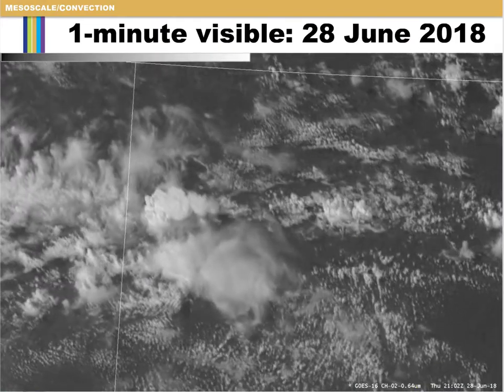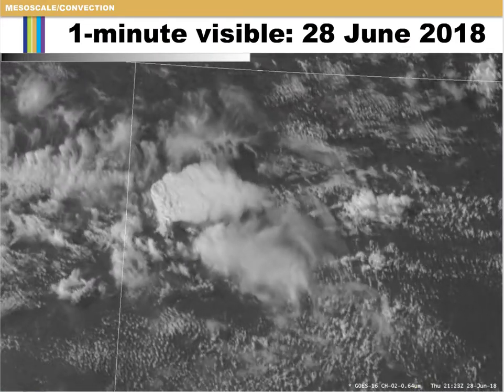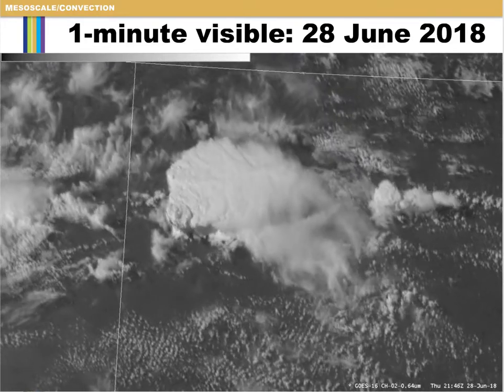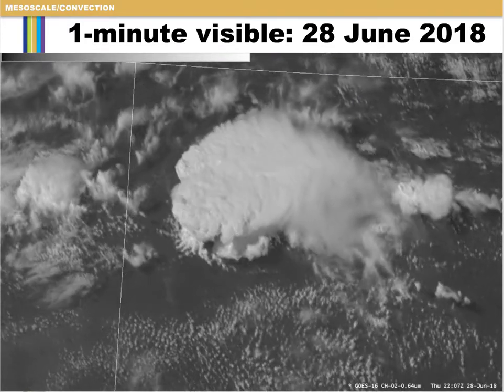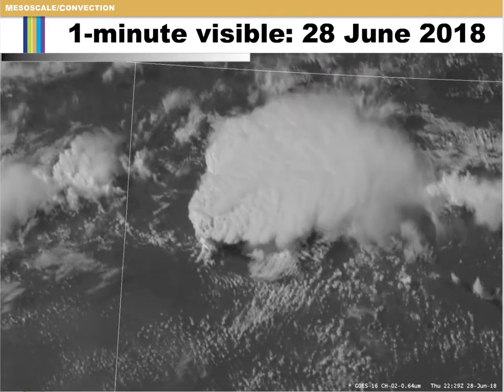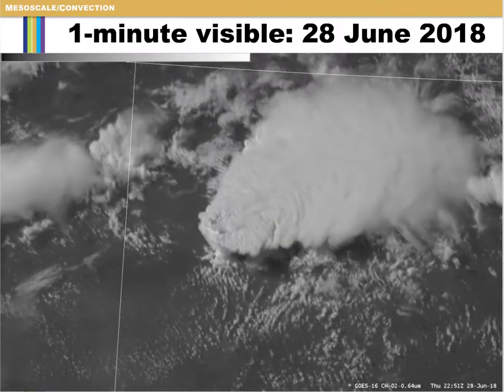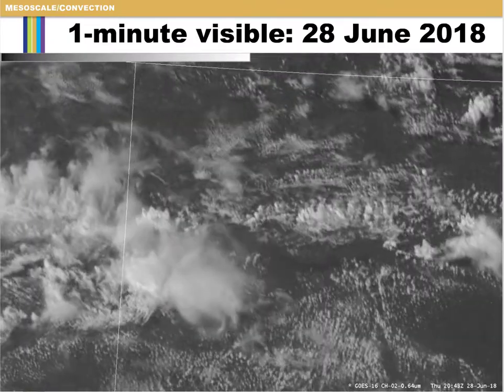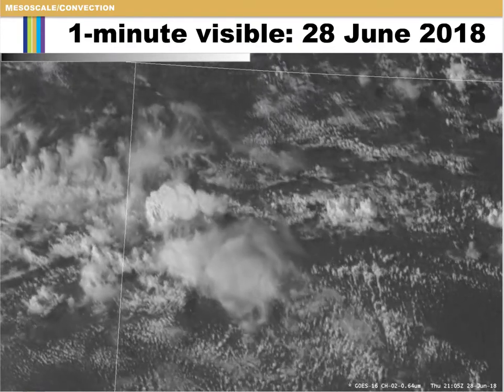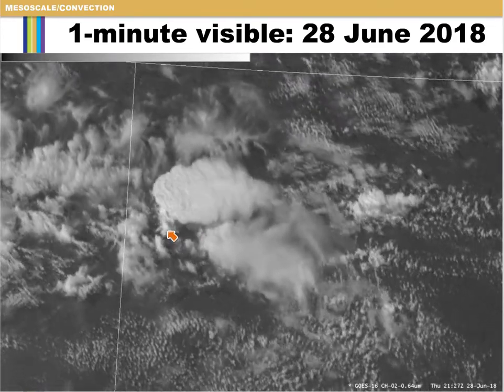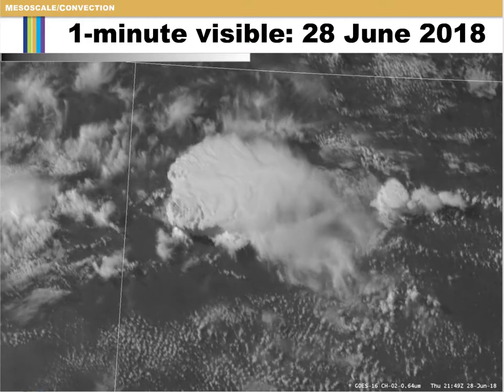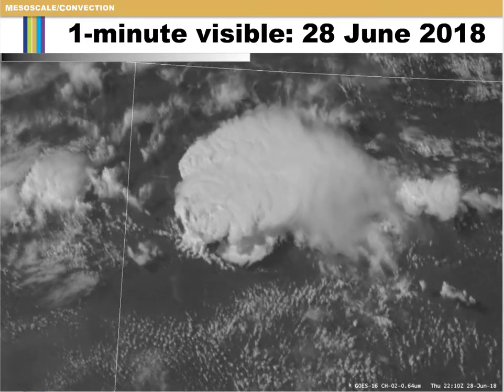In this case, from 28 June 2018, we have some high-level clouds moving through which obscures some of the early development. Soon after convective initiation, we see a thick anvil cirrus spreading outwards rapidly. A glimpse through a hole in the cirrus shows clouds moving towards the storm on its southern flank. These are all indications of a rapidly intensifying storm.